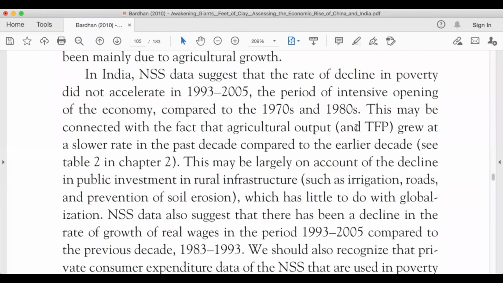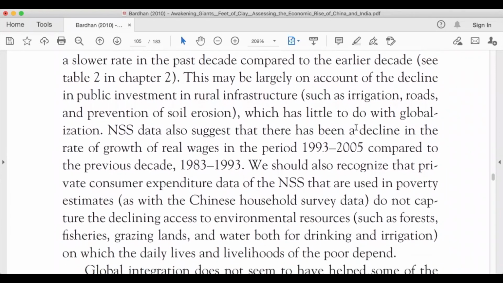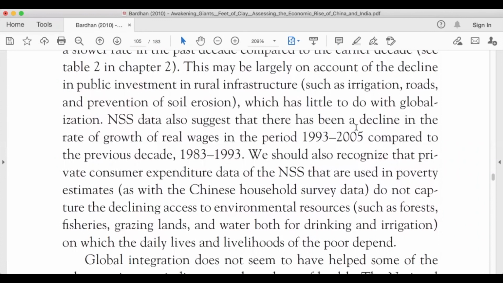In India, National Sample Survey data suggests that the rate of decline in poverty did not accelerate in 1993 to 2005, the period of intensive opening of the economy, compared to the 1970s and 1980s. This may be connected with the fact that agricultural output and total factor productivity grew at a slower rate in the past decade compared to the earlier decade. This may be largely on account of the decline in public investment in rural infrastructure, such as irrigation, roads, and the prevention of soil erosion, which has little to do with globalization.